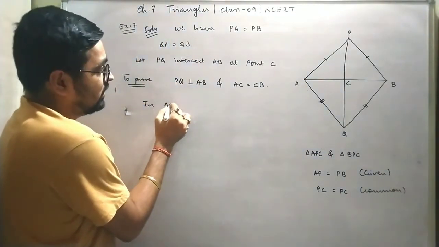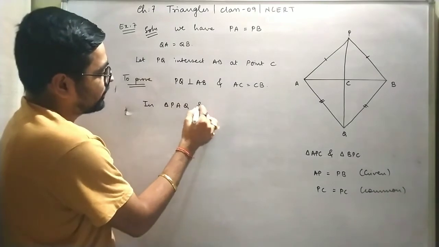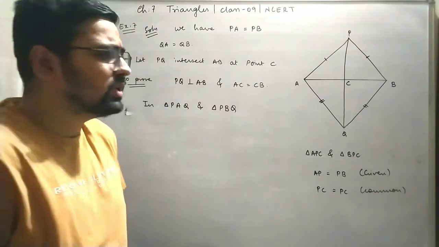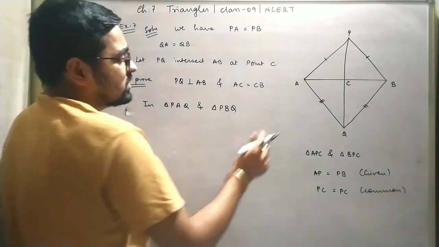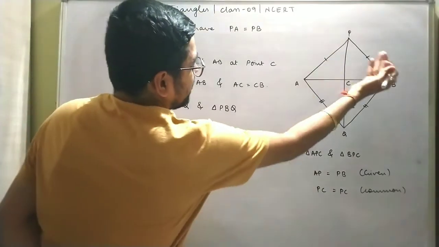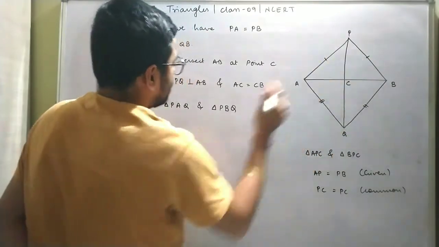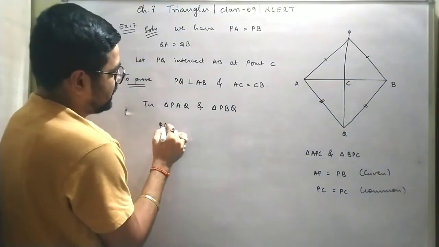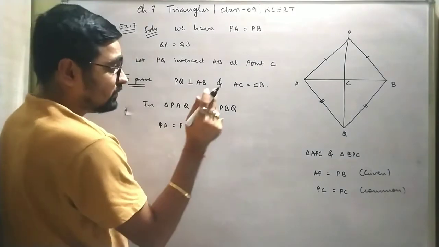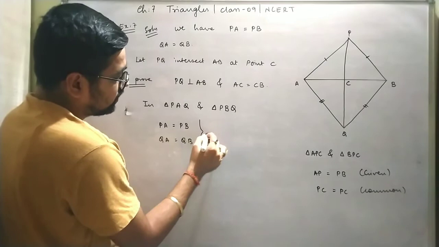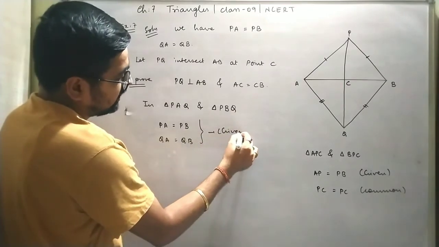In triangle PAQ and another triangle is PBQ. Why I took this two triangle? Because in this two separate triangle, look, PAQ is this one, PBQ is this one. These two sides I know. What is that? PA equals to PB. Second, I know QA equals to QB. These both are given. Correct.